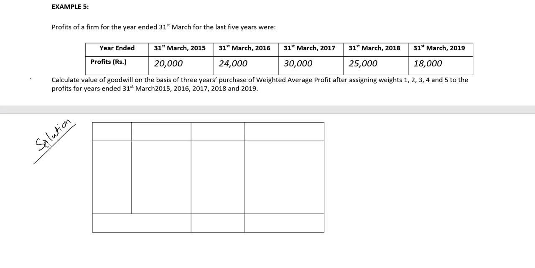We can prepare a small table, the first column being the year, the second column profits, third column weights, and finally the product. For 31/3/2015, the profits were rupees 20,000. For 31/3/2016, profits 24,000 rupees.